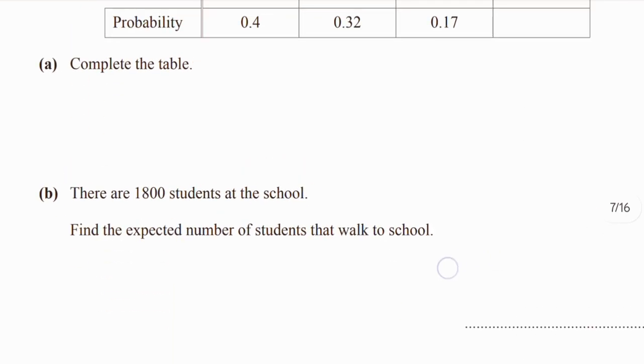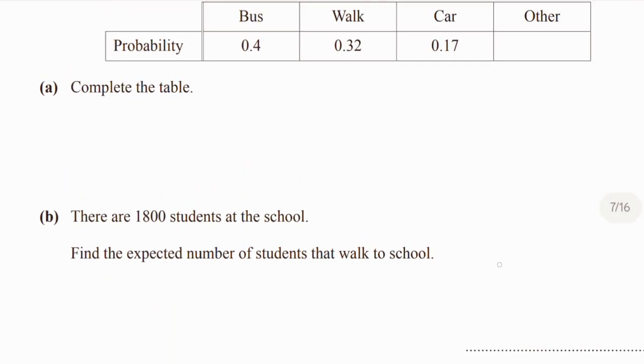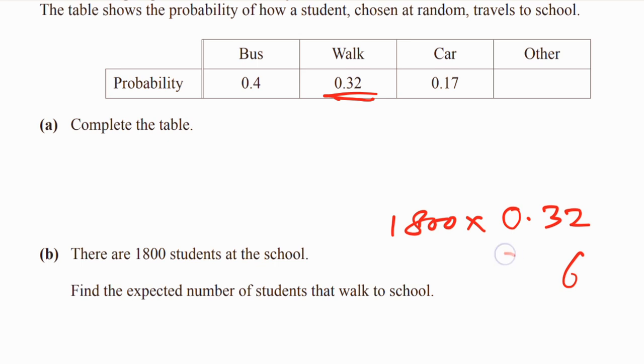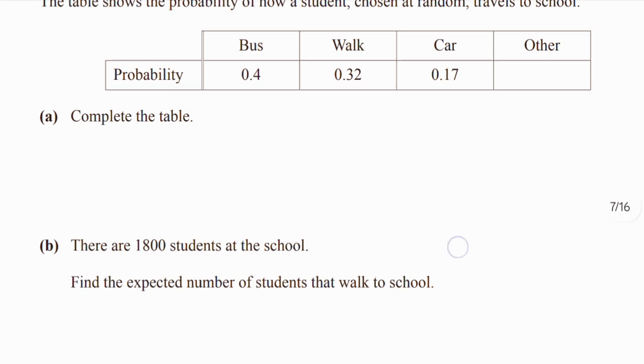Next question. There are 1800 students at school. Find the expected number of students who walk to school. So this is what? 0.32. The complete number is 1800. So 1800, you just multiply these two numbers. 18 times 2 is 36, 3. 18 times 3 is 54, 54 plus 3 is 57. So this is the approximate number that go with walk only. Next question.